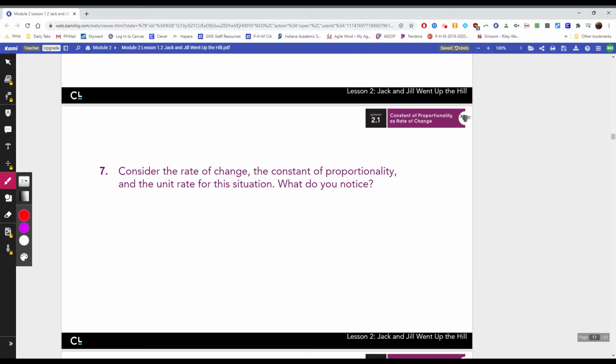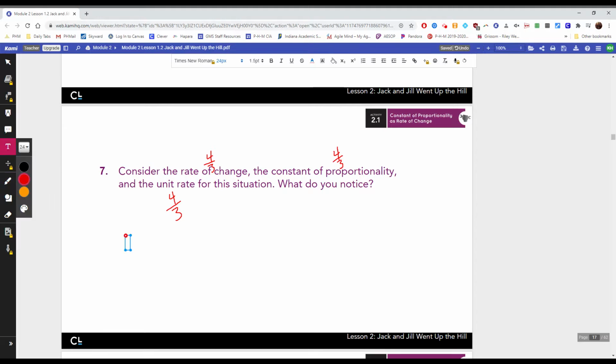Consider the rate of change. So this was 4/3. Constant of proportionality, back when we wrote our equation, back on page 25, we said the constant of proportionality was 4/3 in that equation. The unit rate was also 4/3 in this situation. We identified the unit rate in number 4 on page 26. So what do you notice about all of these? The constant of proportionality, the rate of change, and the unit rate are all the same.